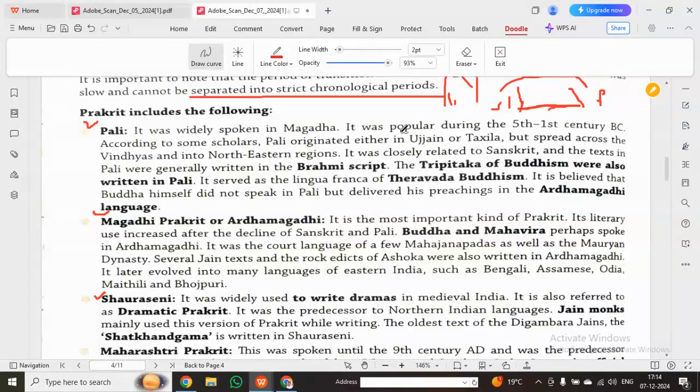It is widely spoken in the Magadha. Okay, it was popular during the 5th to the 1st century BC. According to some scholars, Pali originated either in Ujjain or Taxila but spread across the Vindhyas and into northeastern regions. It was closely related to Sanskrit, and the texts in Pali were generally written in the Brahmi script.